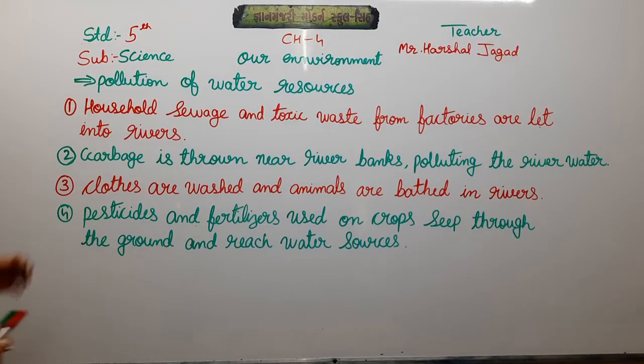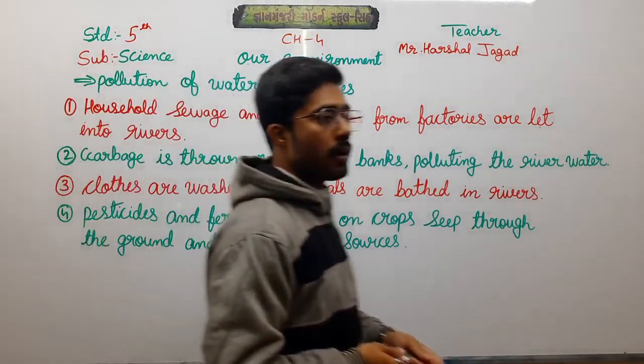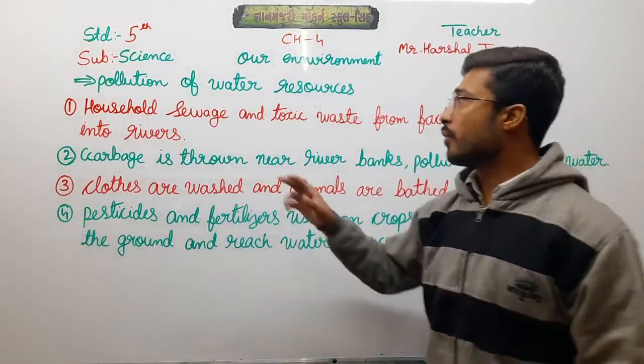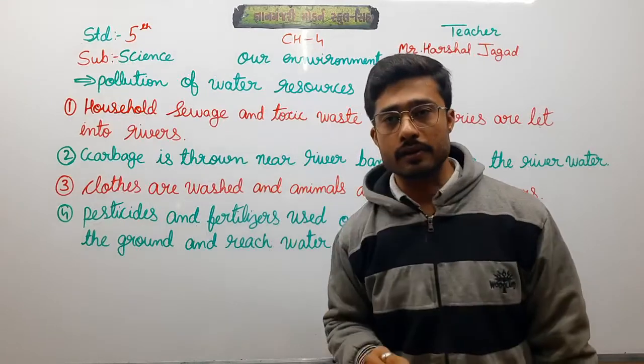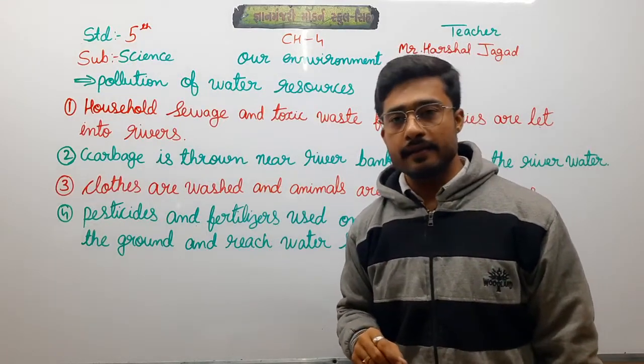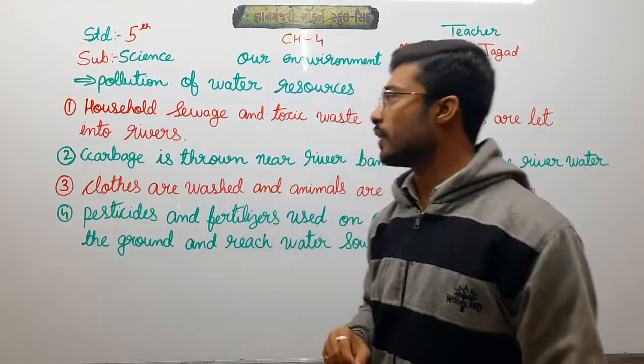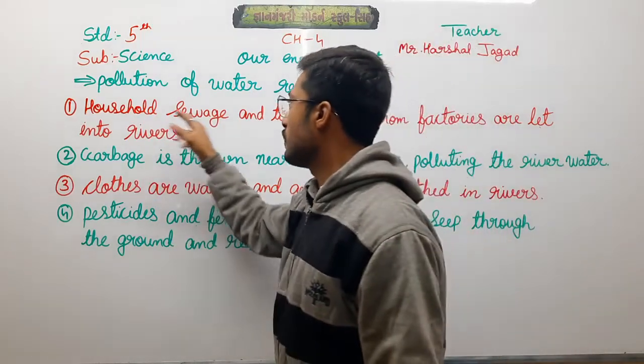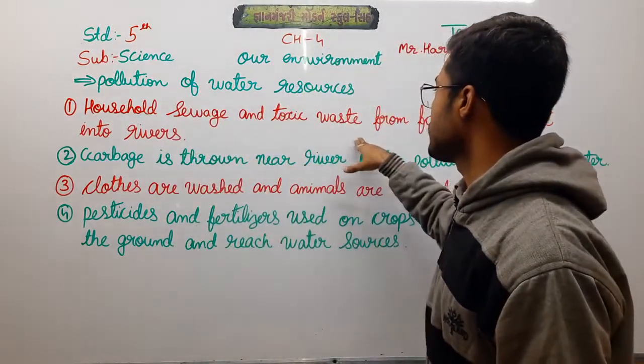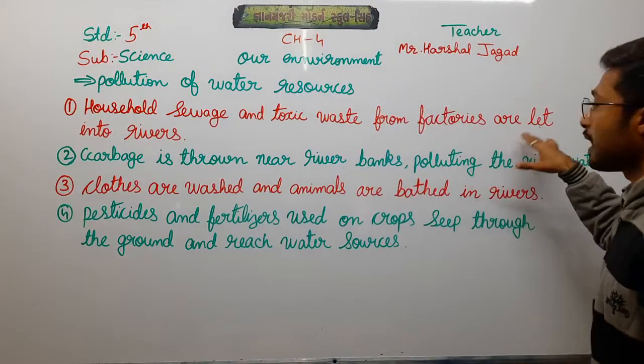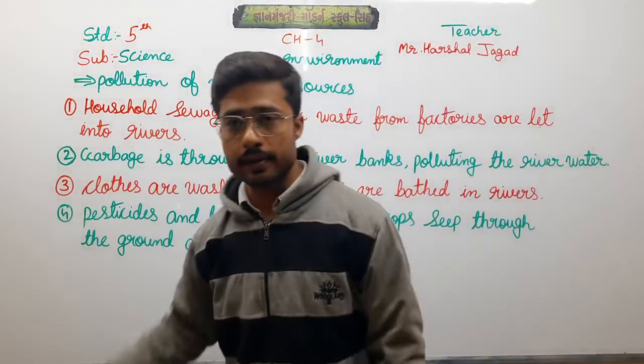So here are some of the points of water pollution. Pollution of water resources. Okay, so let us see one by one all these points. So here, household sewage and toxic waste from factories are let into rivers.